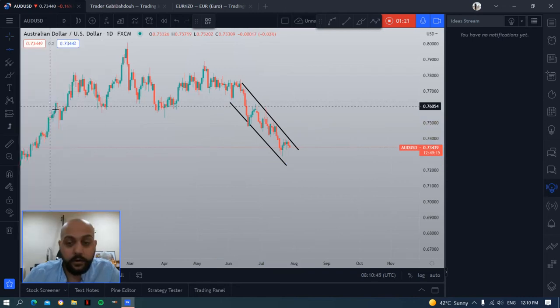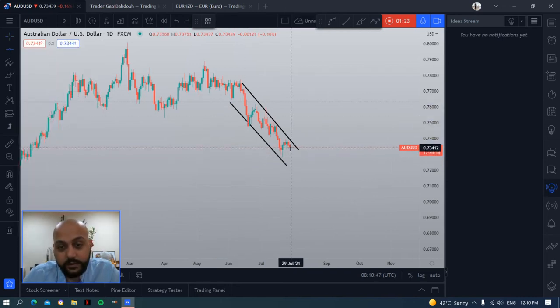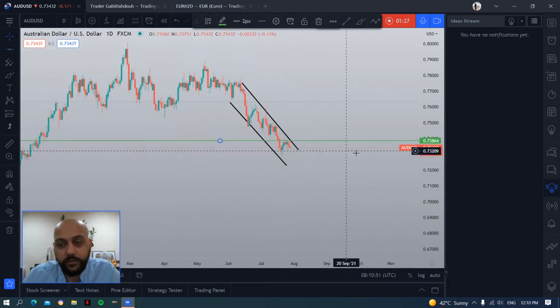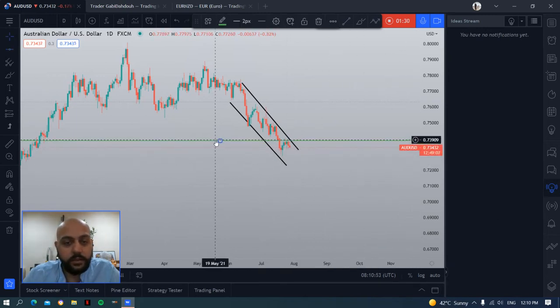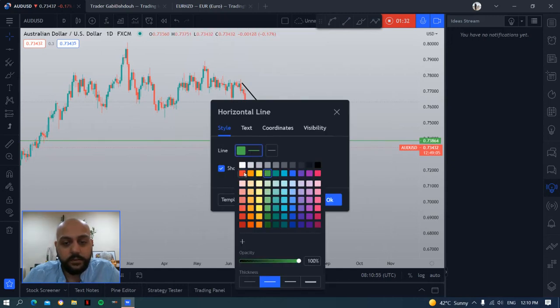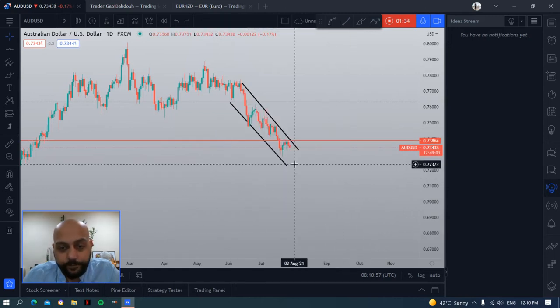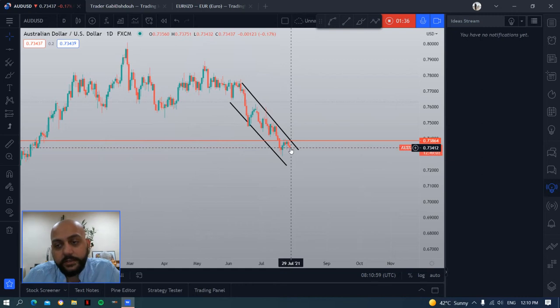So here we go. The price right now is here. So the first resistance line will be around here, so around the 0.73. Let's put these in red because they are resistance. Okay. So the price right now is at 0.73, and the first resistance line is at 0.739.